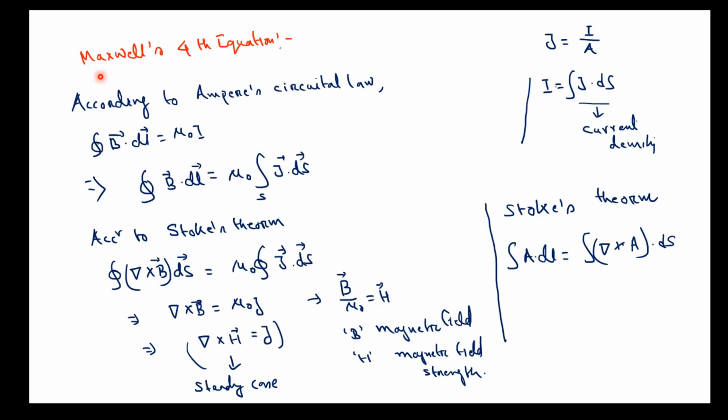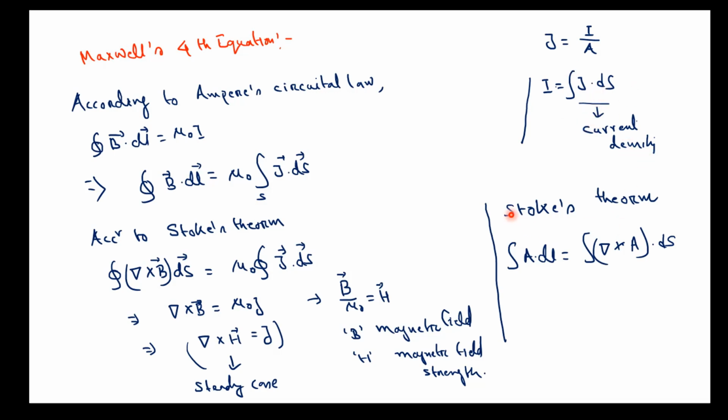Now to derive Maxwell's fourth equation, we are going to use some formulas. The first formula is J equal to I by A, where A is the area, so I can write I equal to the integral of J dot ds. This is the current density formula.